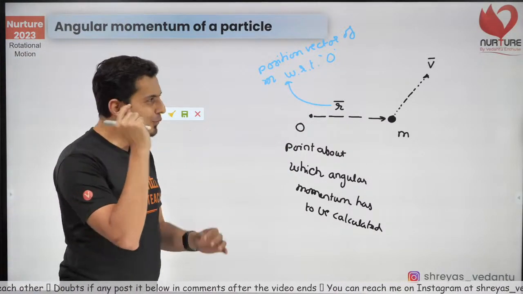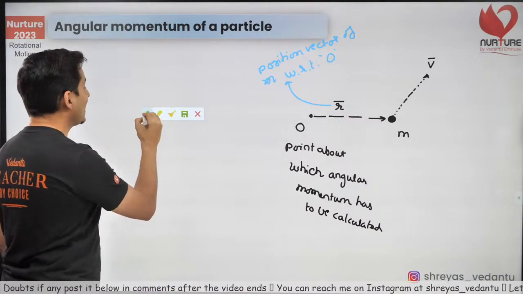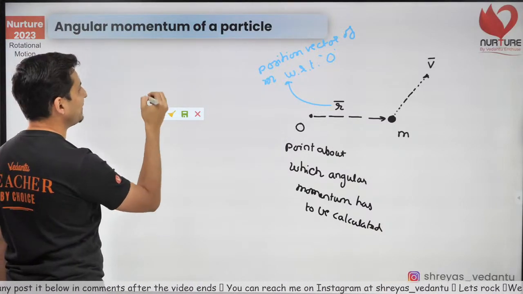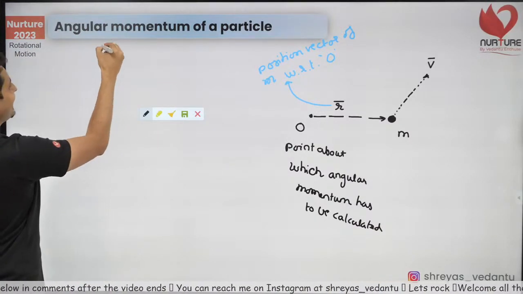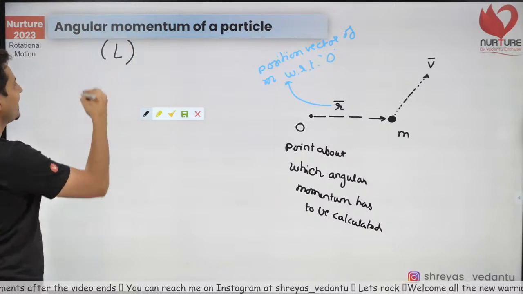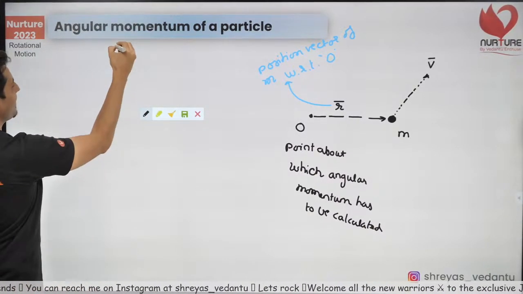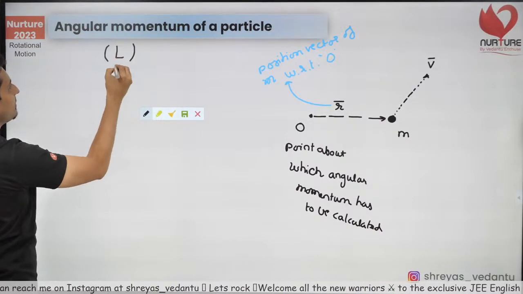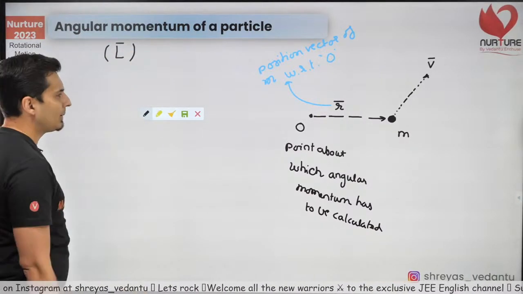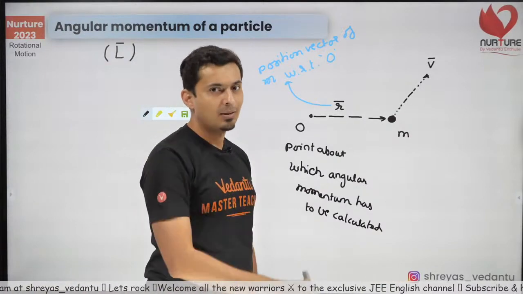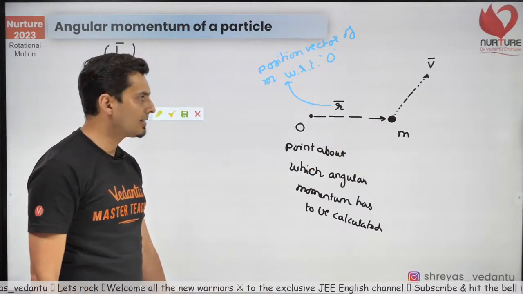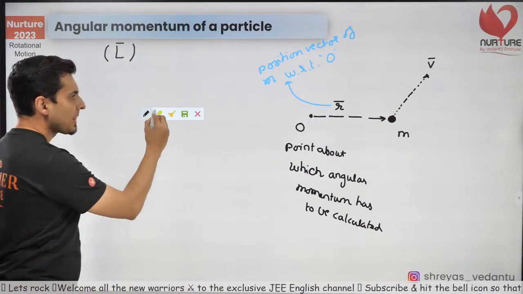Now, what you need to do? The angular momentum. Oh, I forgot to tell you the symbol of angular momentum. The symbol of angular momentum is capital L. This is very important. And since it's a vector, you put a bar. We'll come to the directions in a bit, but for now, let's take it for granted it's a vector.